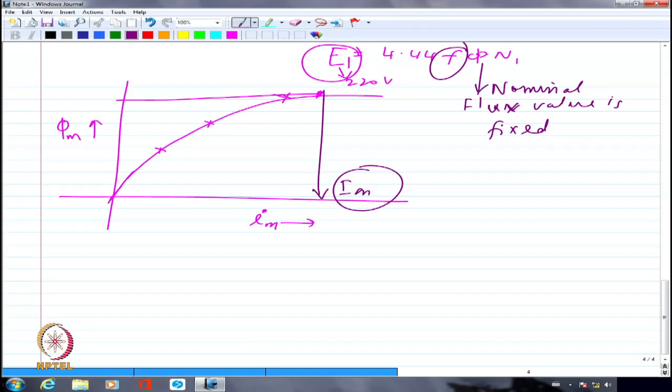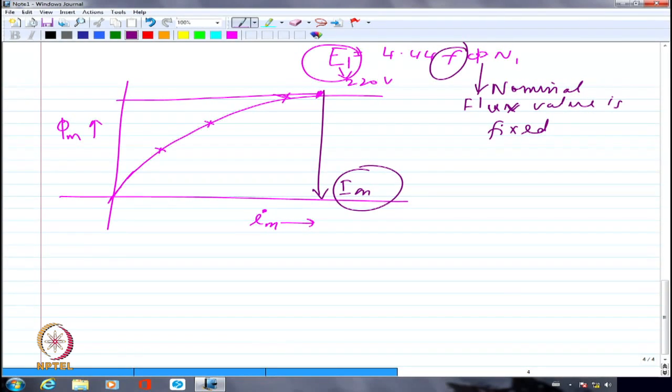But if I try to plot Lm for different values of voltages, clearly the operating point is changing, because E equals 4.44 f phi N1. Phi will definitely change if I change the voltage. So if I try to plot the magnetizing reactance for different values of applied voltages, it would not be a constant. It would be changing. But for a given rating of the transformer, for a given operating point, Lm will be a constant.